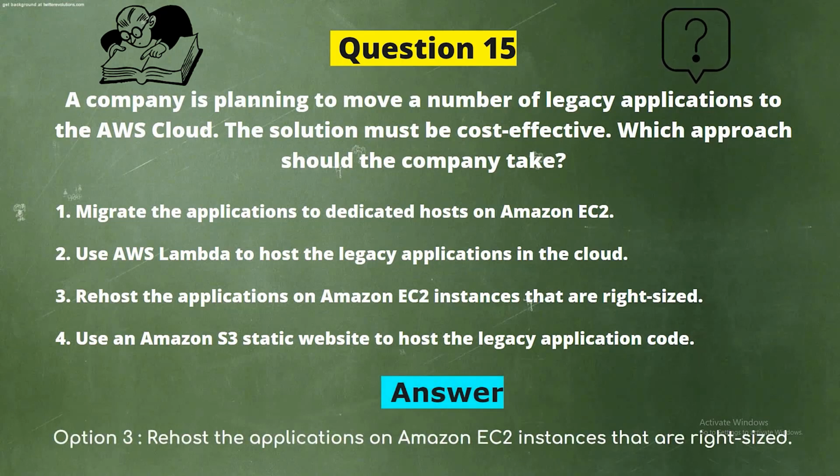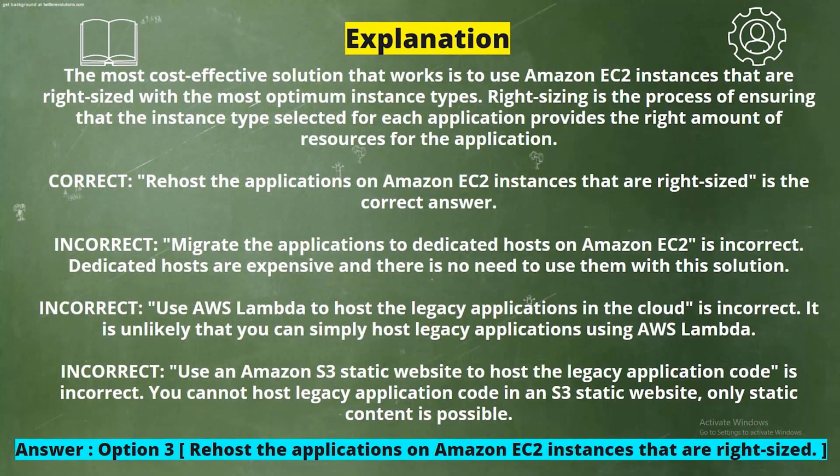Rehost the applications on Amazon EC2 instances that are right-sized. Explanation. The most cost-effective solution that works is to use Amazon EC2 instances that are right-sized with the most optimum instance types. Right-sizing is the process of ensuring that the instance type selected for each application provides the right amount of resources for the application. Correct, rehost the applications on Amazon EC2 instances that are right-sized is the correct answer.